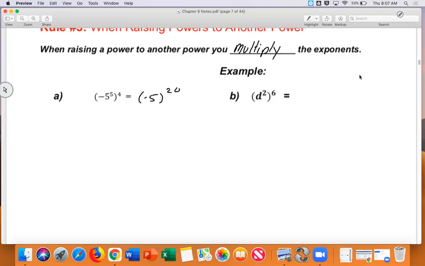All right, so d squared to the 6th, what would that be? 12. D to the 12th, because we're going to do 2 times 6. How do you guys feel about that? It's not bad, right? Again, whenever you have negative numbers, we're going to just keep it in parentheses, okay? So if it starts in parentheses, we're going to keep it in parentheses. And if it's a negative number, we're going to put it in parentheses. Sound good?